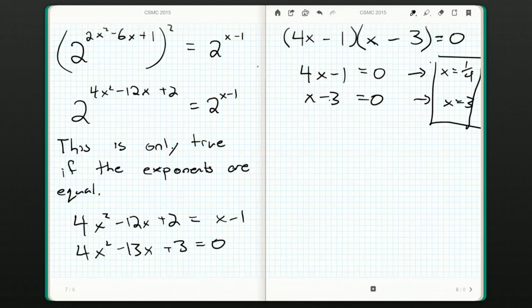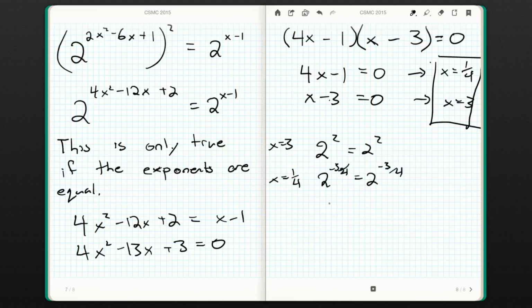How about a quarter? So here x equals 3 gives 2 to the 2. And x equals a quarter, you will get 2 to the minus 3/4 over here. 4 times a quarter squared, well, the 4 and one of the quarters are going to cancel out. You'll just get a quarter. Minus 12 times a quarter, that's minus 3. So 1/4 minus 3, that's negative 2 3/4. Plus 2, that's just negative 3/4. So it does work.